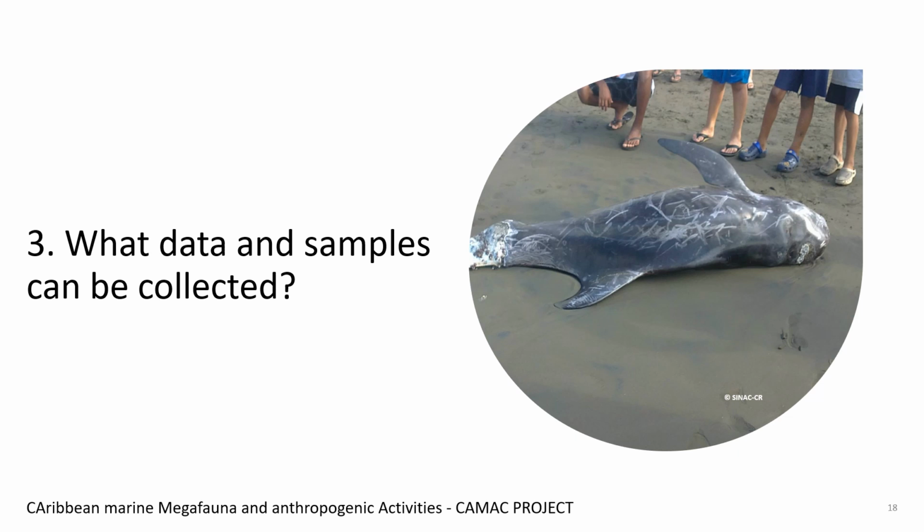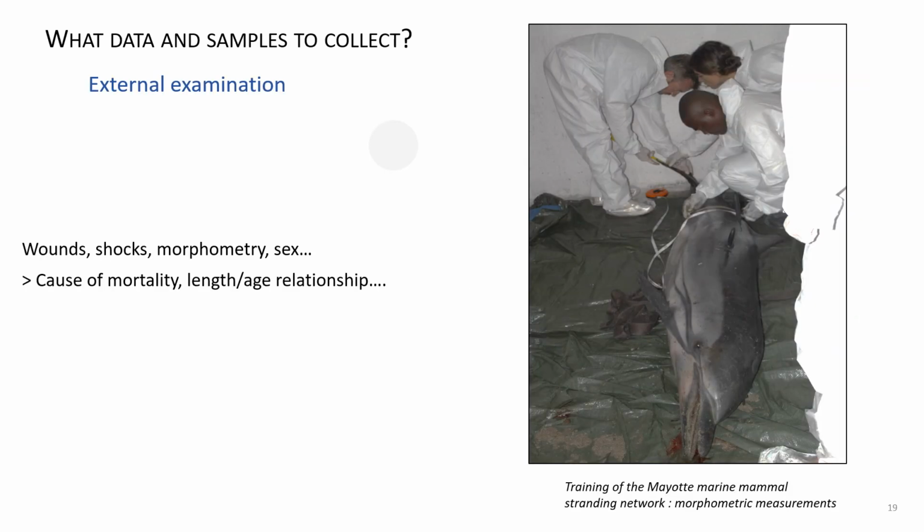What data and samples can be collected? From external examination, one can report, for example, marks of collision with vessels or fishing nets, or inter- and intraspecific interactions, or evidence of concussions, and of course, one can determine morphometrics and sex. These data are very valuable to study, for example, mortality causes or length-age relationship.